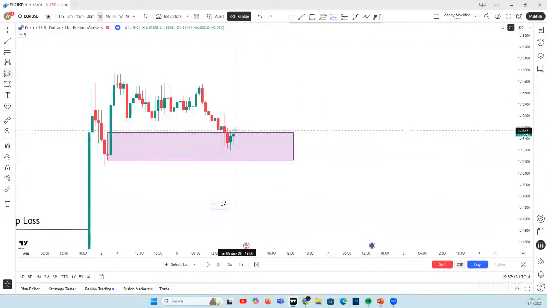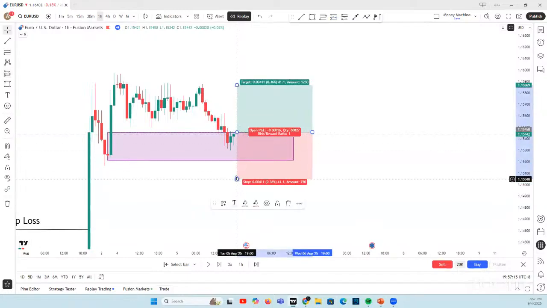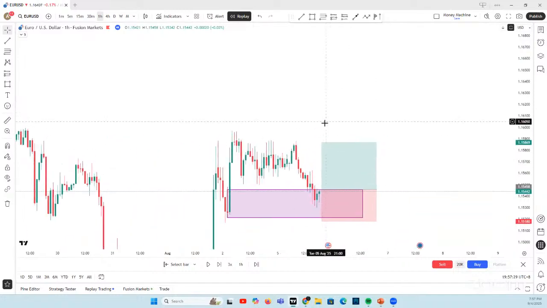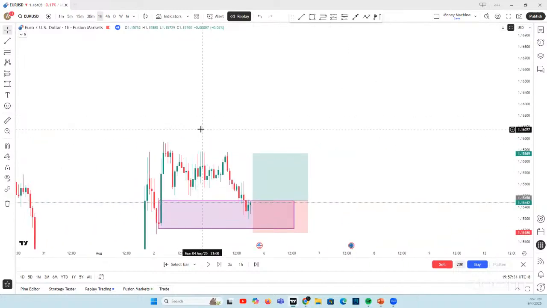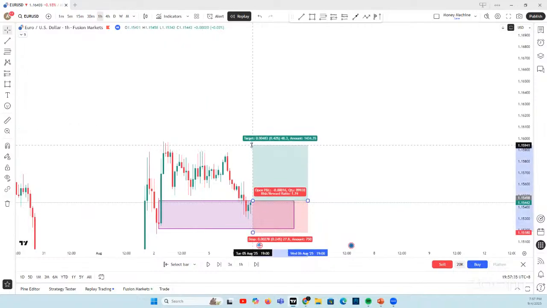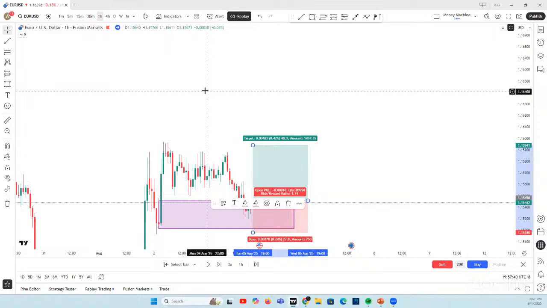Long position, just below this wick here. But if you can manage it, just below this order block is better. Okay, now where is our target? This high, this is nothing, my friend. You are dealing with the 1 hour, right?